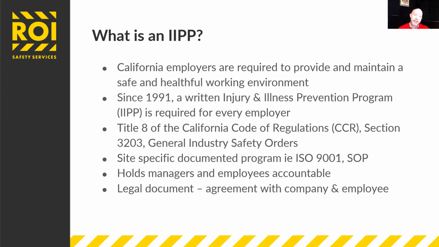And here's the other key, guys. It holds managers and employees accountable, okay? That is how it's going to benefit you as a manager or a business owner. And it's a legal document. You need to have this. It can be subpoenaed. Cal OSHA, the first thing they ask for when they walk into your front door is, I need two things: your OSHA 300 log and your IIPP. That's what they want.